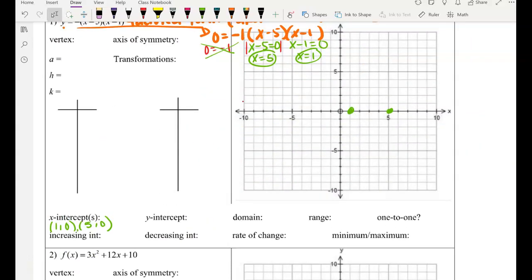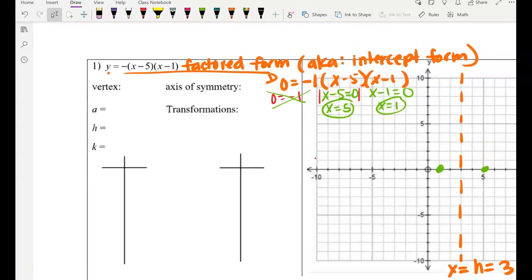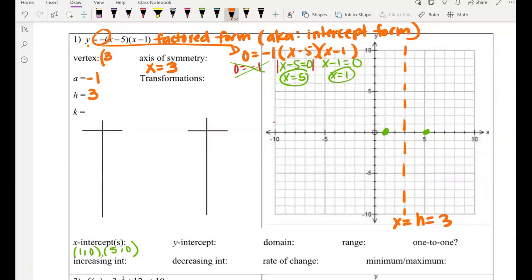So now that we have plotted the root, aka x-intercept, this is your axis of symmetry, which is also h. So that's going to be 3. So both of these could be filled out. So h is 3. A is negative 1 in the front, so that's negative 1. Axis of symmetry, x equals 3. All of that can just easily be found. Then it says, now that you have your h, plug it in to get your k.